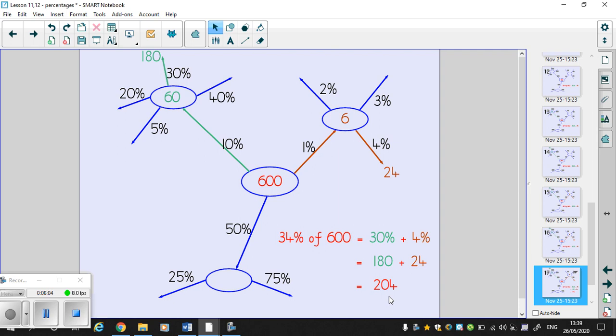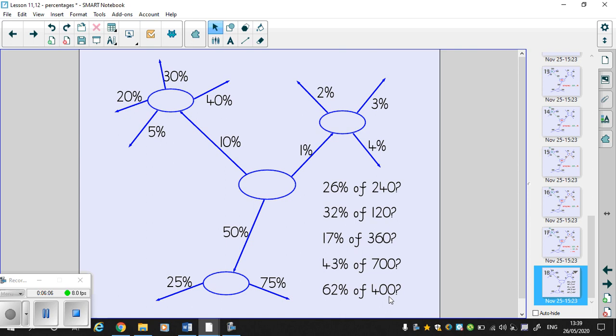What I've got here for you are some more examples for you to try. 26% of 240, 32% of 120, 17% of 360, 43% of 700, and 62% of 400. And because the middle number is different every time, you're going to have to draw out a web each time. Don't cheat. So you've got no sheet to go with today's work. It's all written on there for you. Have a good time.